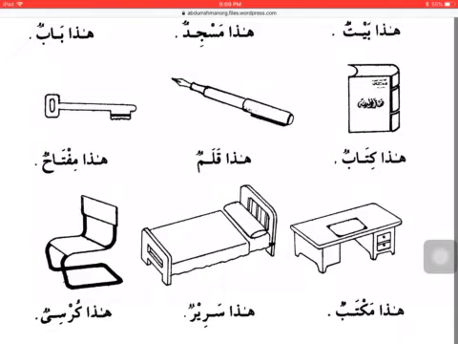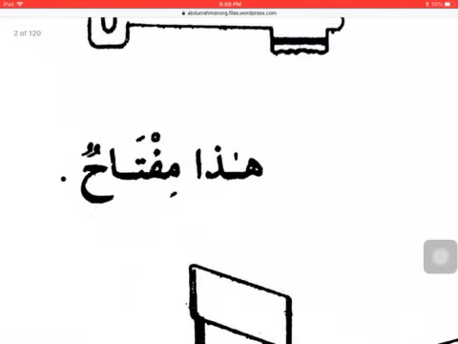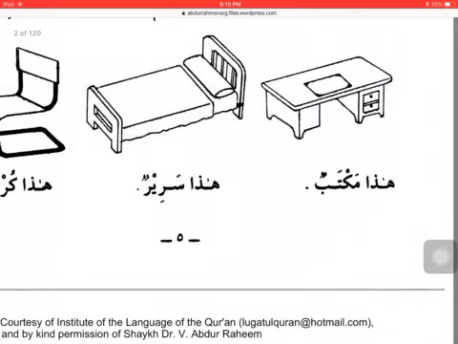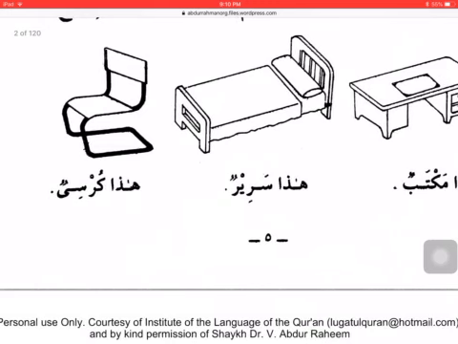We have to make sure that we pronounce the long vowels. I should not be saying miftahun. Miftahun would just be a ta with a fatha and then a ha after that. No, I see an alif after the ta. That tells me I have to pronounce the fatha longer, 2 times. Miftahun. Hadha miftahun. This is a key. Okay. Hadha maktabun. This is a desk. Hadha sarirun. This is a bed. Hadha kursiyun. This is a chair.